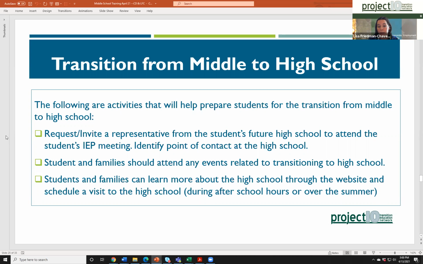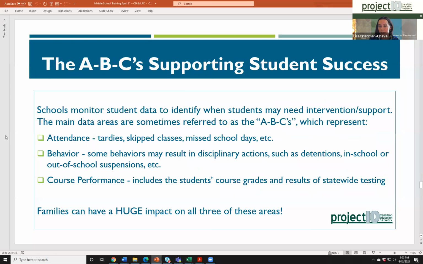And then also high schools have websites, many of them have great social media things going on. So they can check that out, and also scheduling a visit to the high school, either after school hours or over the summer. It's often helpful for the students to feel more comfortable with that transition if they can see it. Then they can kind of get a feel of how the high school is set up.